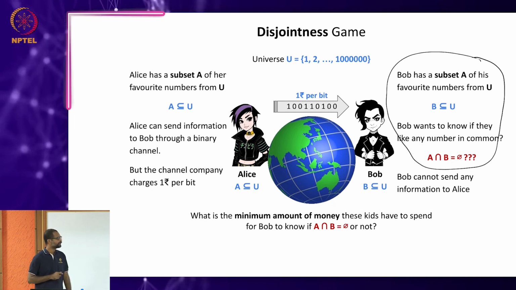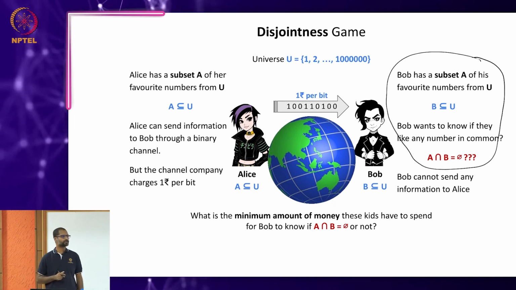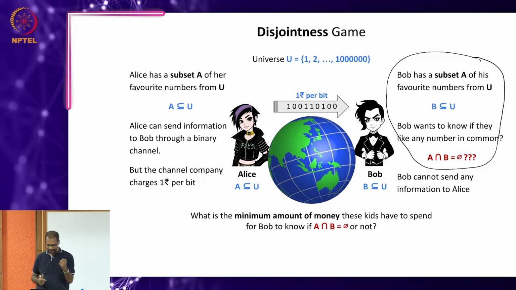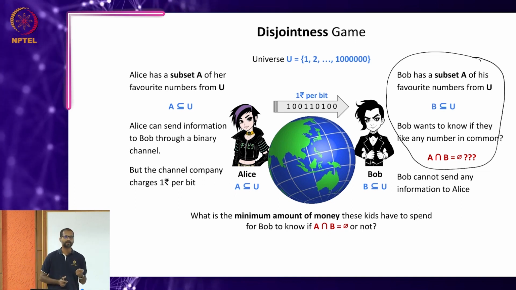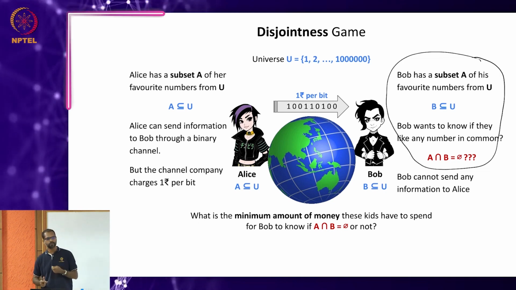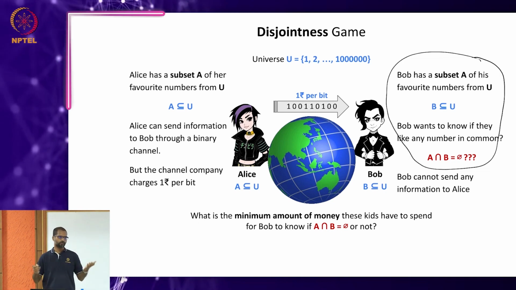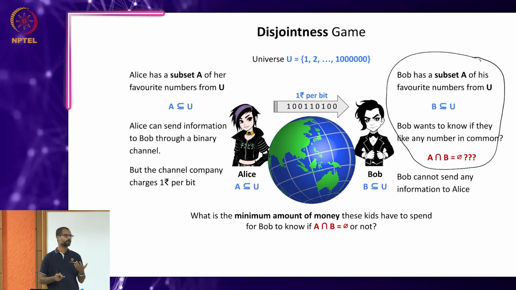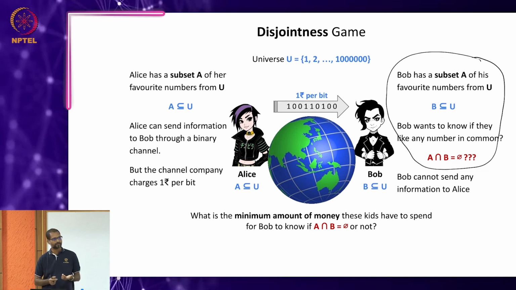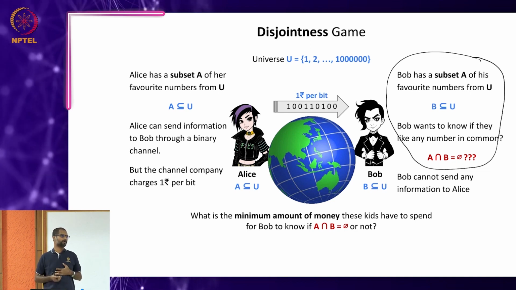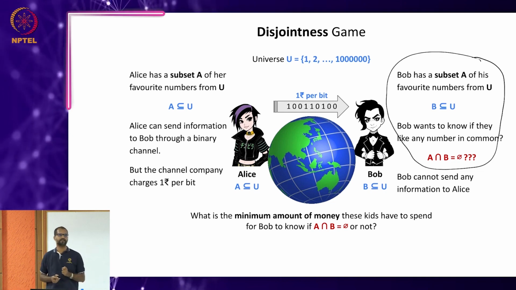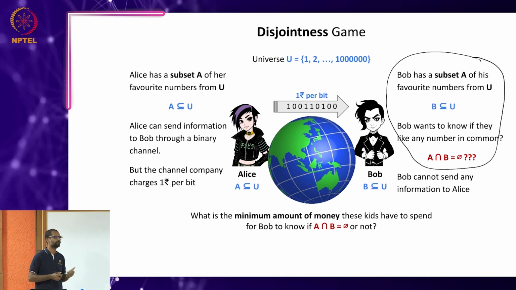Okay. Now Bob has also grown up. He is not so picky. It is not that he just has one number that he likes. Bob also has a set B. Both of them know the universe. Bob now knows B, Alice knows A, and his expectations have also come down. He is happy as long as there is at least one common favorite thing between B and A.